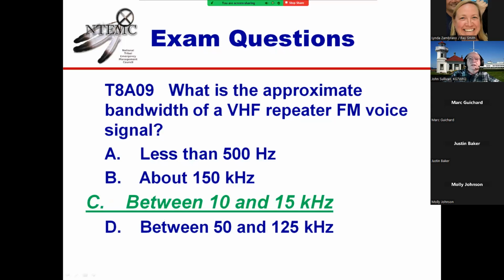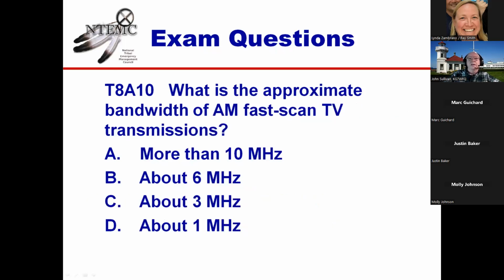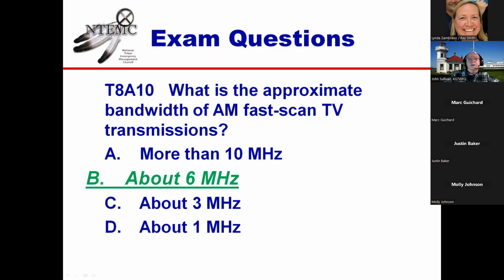Remember, this is in kilohertz. CW is in hertz, and PSK31 is in hertz. Your fast scan TV is in megahertz, much wider. Which gives away the next question: what is the approximate bandwidth of AM fast scan TV transmissions? It's more than 10 megahertz, or it's about 6 megahertz, about 6 megahertz.